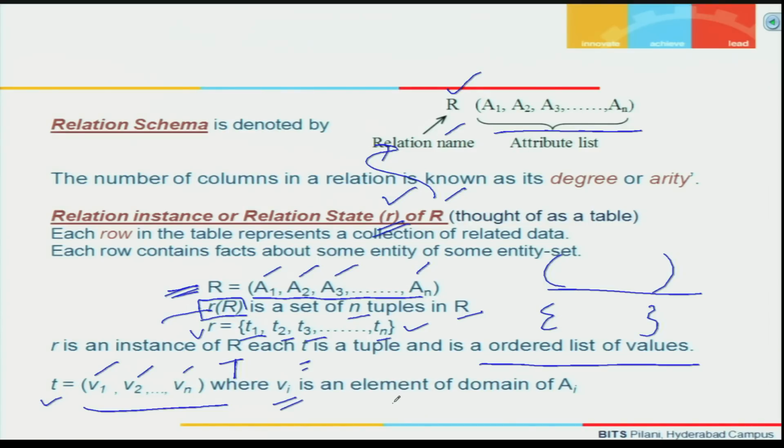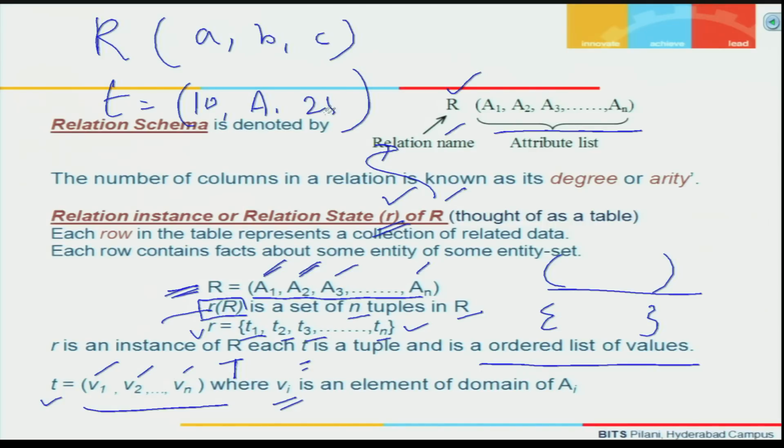So suppose, how many attributes are there for R? 1, 2, 3. Let us assume that there is a relation R which has attributes A, B and C, and then if I take a tuple which is an ordered list of values, suppose it is 10 and then a and then 25, something like this, this is from the domain of A, and this value should be from the domain of B, and then this value should be from the domain of C.